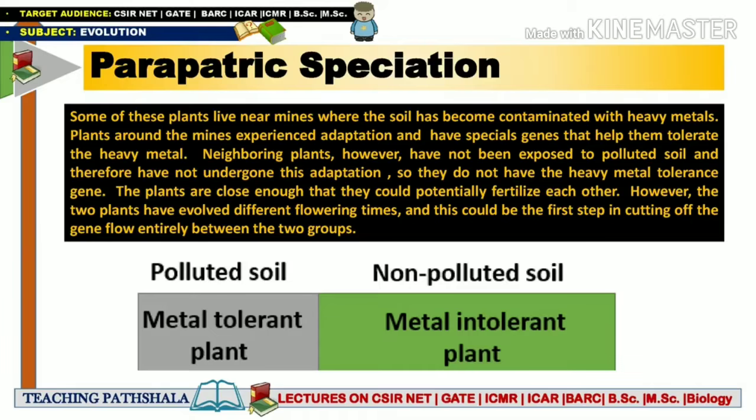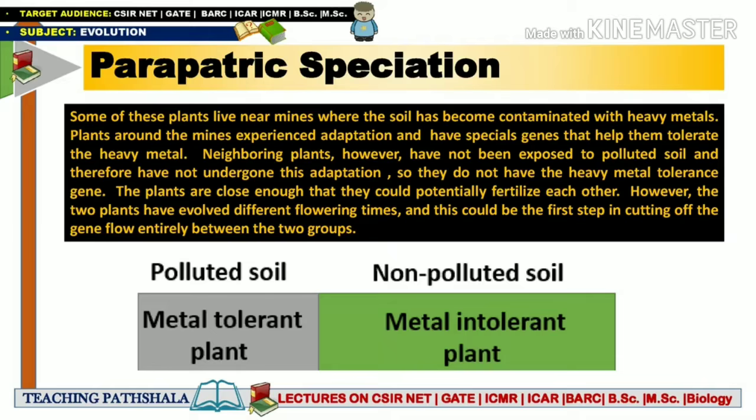So it has been mentioned here that some of these plants live near the mines where the soil has become contaminated with heavy metal. You can say this is a case study of how the overall scenario works in the case of parapatric speciation. So some plants live near the mine where the soil has become contaminated with heavy metal. The plants around the mine experience adaptation and have special genes that help them tolerate the heavy metal. So the plants near the mine have adopted some kind of adaptation that is responsible for the expression of genes which help them in metal tolerance.